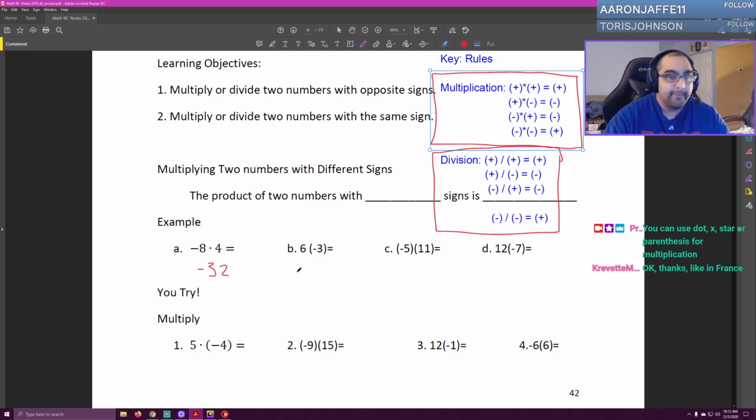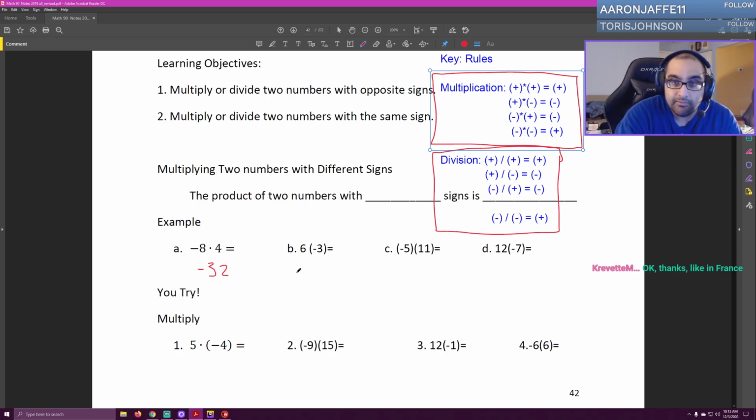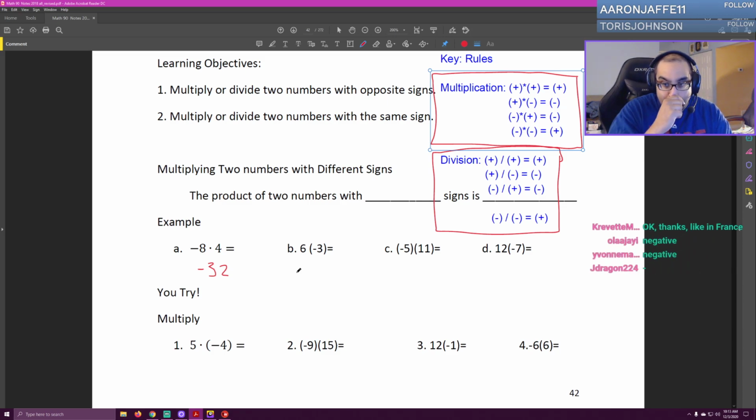All right, how about 6 times -3? Let's answer this question first. What sign is our final answer going to be for 6 times -3? Is it going to be positive or negative? Will that be positive or will it be negative? All right, negative. That's correct.